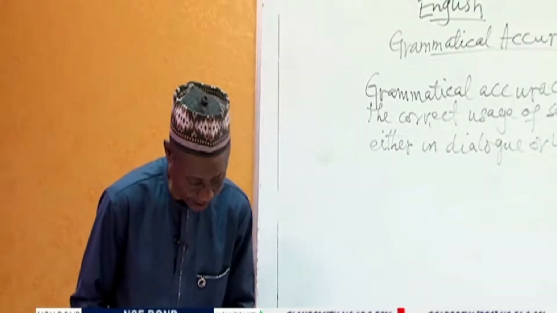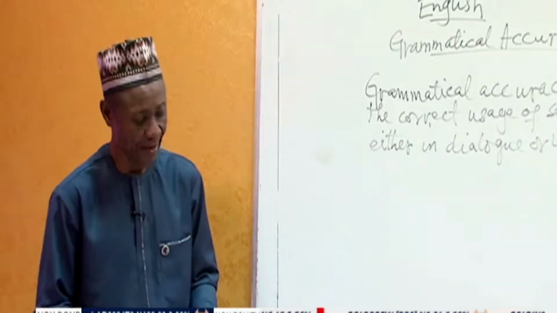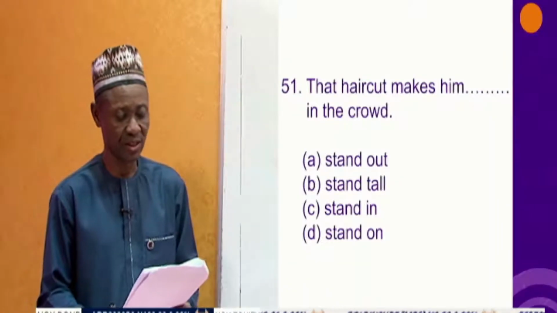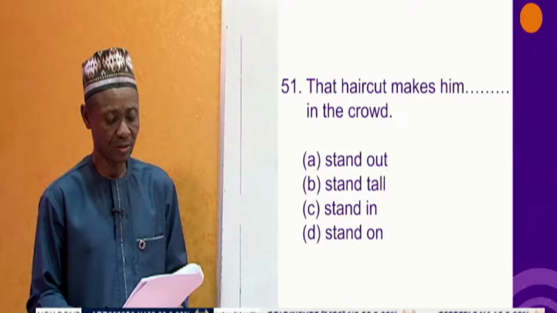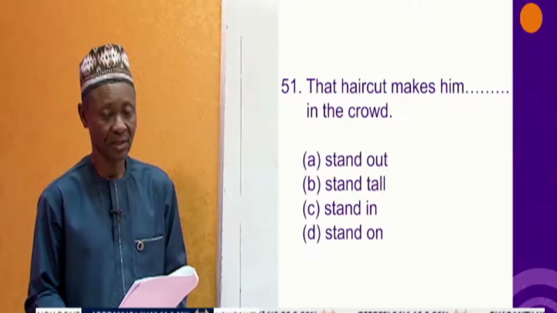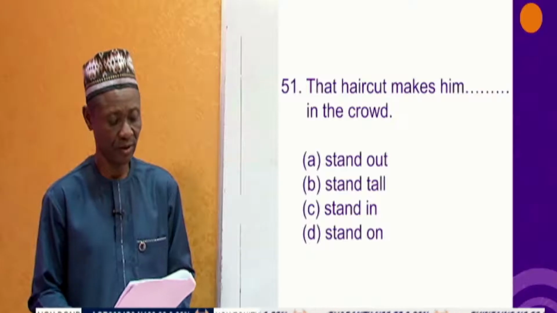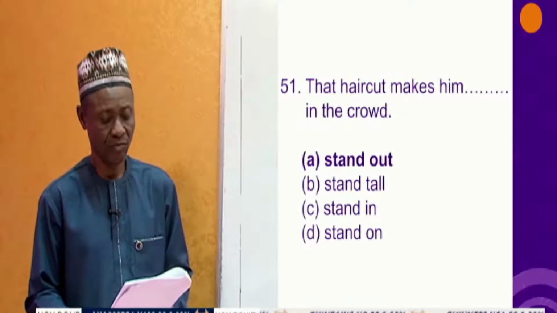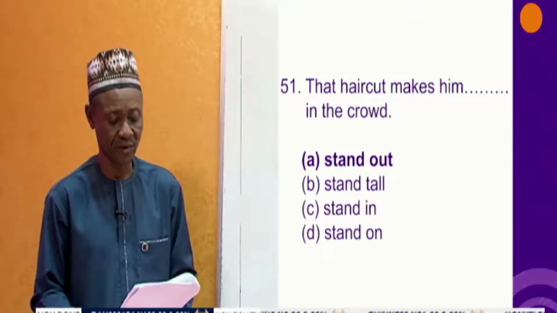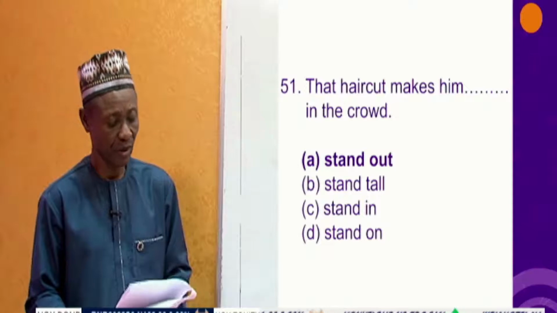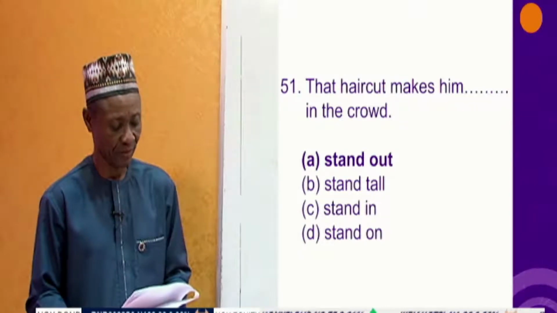This takes us to the next question. That is question number 51. That haircut makes him dash in the crowd. The options are A, stand out. B, stand tall. C, stand in. D, stand on. This question also is derived from phrasal verbs. And the option A, which is stand out, is the appropriate answer.